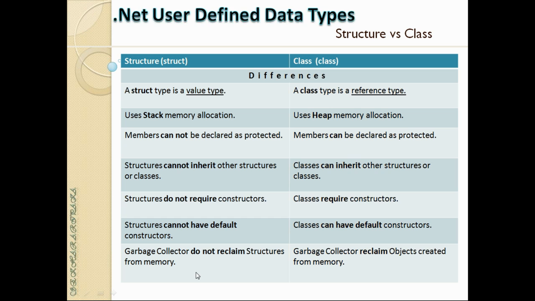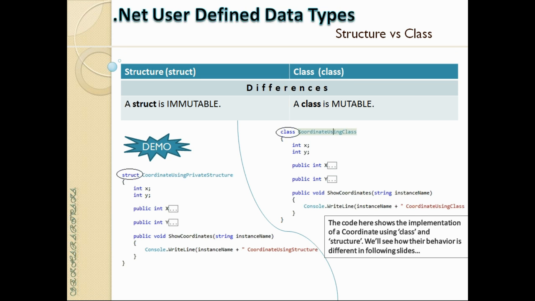The garbage collector does not reclaim structures from memory because structures are value types. I might ask you this question, so keep in mind the answer should be: because a structure is a value type. And the garbage collector reclaims objects created in memory. As we have seen, the garbage collector will look into the heap and clean up the memory.